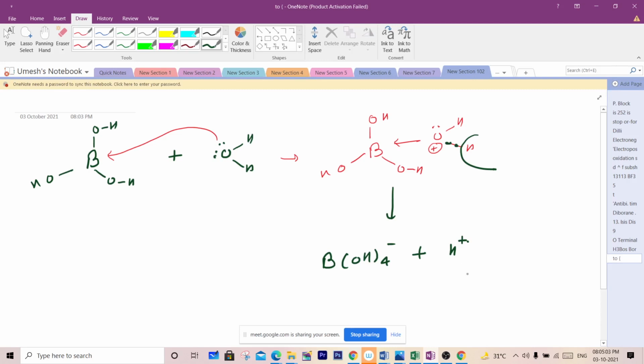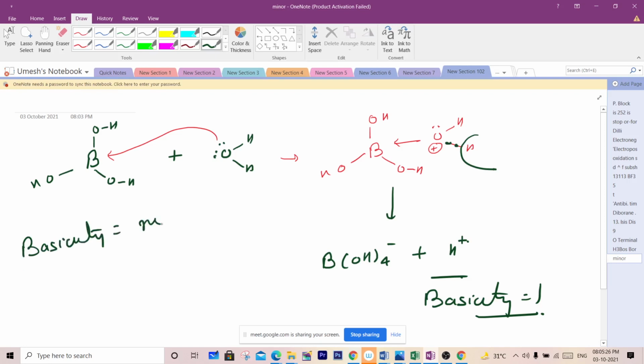Right? It gives only one H positive. Third is for the basicity equal to 1. But basicity is equal to 1. Isn't there four OH minus? Because, see, basicity means subscript. What is the definition of basicity? Basicity means the number of H positive ions given by an acid.